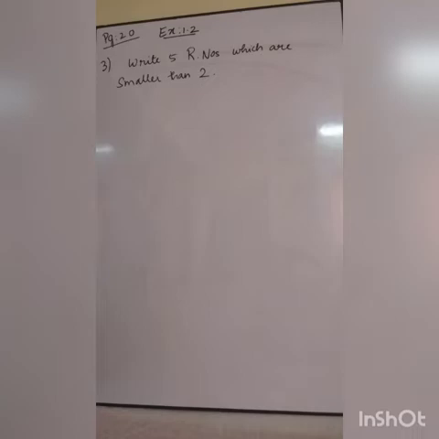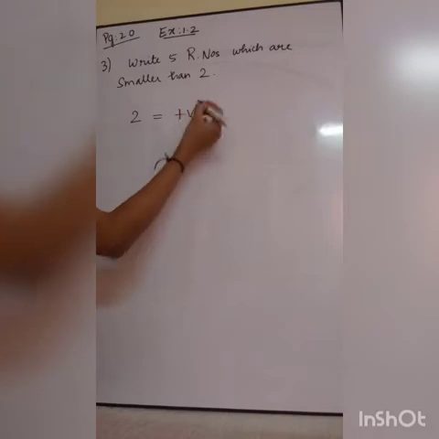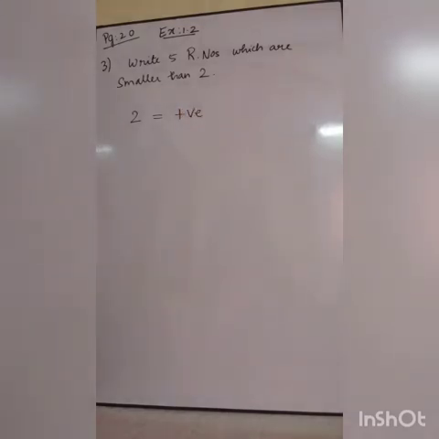So what is your third question? Write 5 rational numbers which are smaller than 2. We are going to find 5 rational numbers that are smaller than 2. Is 2 a positive number or a negative number? 2 is a positive number. So all the negative numbers will be less than 2.